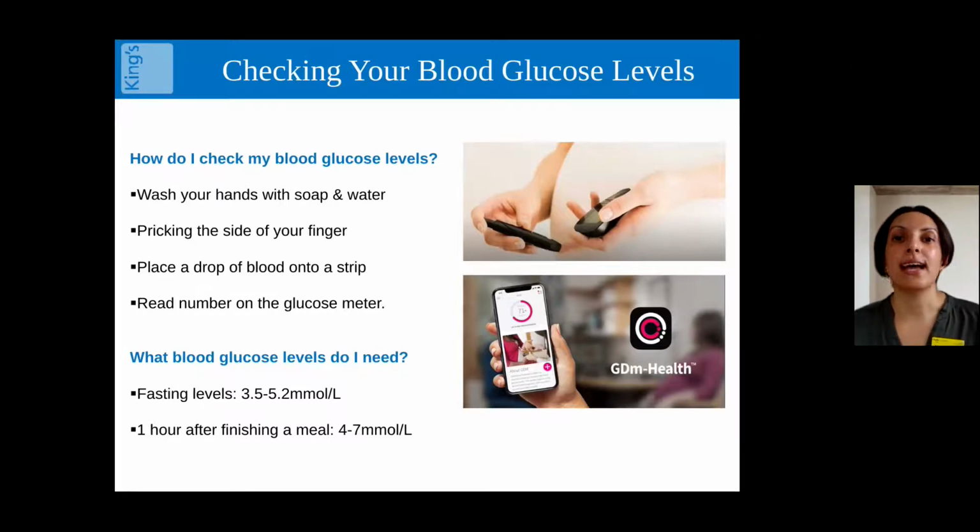So if your meter has a Bluetooth function, you should be able to synchronize the reading you've just taken with the app, and that should then appear on your GDM Health app record for us to be able to view. If your meter does not have a Bluetooth function, you will need to manually enter that reading, and there is an option on the app to be able to do that.